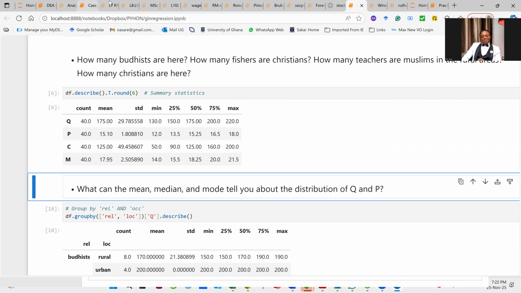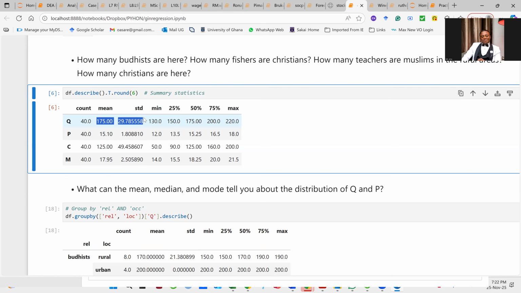So let's look at the mean for Q. If you look at the mean for Q and the standard deviation for Q, what does it tell you? The mean is more than the standard deviation. So it means that there is not much variability. There's not much variability when it comes to the quantity demanded. The data points are not so varied among each other.